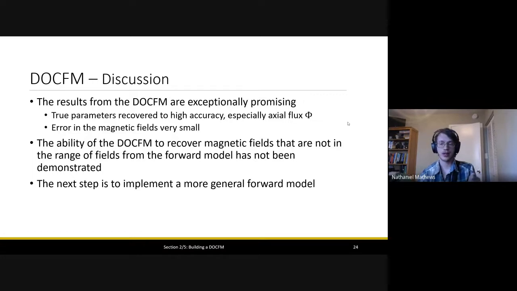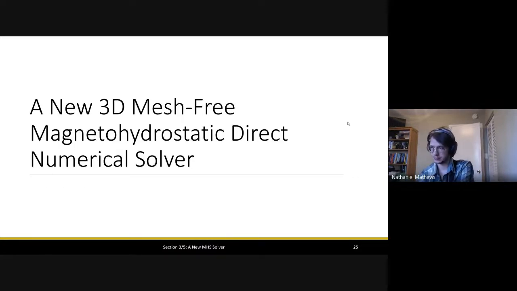And in fact, I would argue that probably the flux rope insertion model cannot do this because it's so limited in its scope. It's just parameterized by 2 parameters, which is not very many. And it's a force-free field model, which has these non-uniqueness issues that I talked about before. So we're going to build next a more general forward model that can accommodate some of these problems. So I'm going to build a more complicated magnetohydrostatic forward model to socket into that first part of the DocFM, the inversion framework.